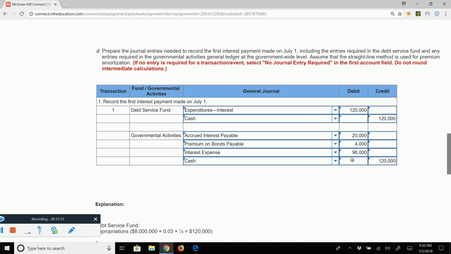So in this case, you can see the accrual accounting is a lot more intensive than the modified accrual accounting.